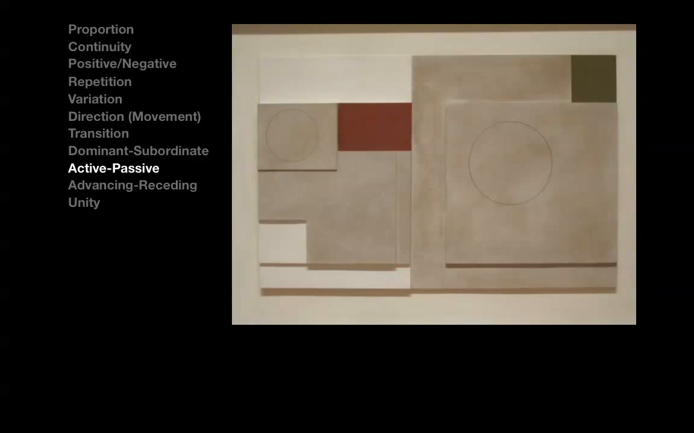This composition exhibits two active areas, the two areas of color. The red rectangle exerts the strongest energy of the two. The remaining areas of neutralized color are decidedly passive, though the variations of value are perhaps of greater interest than the two isolated hues.